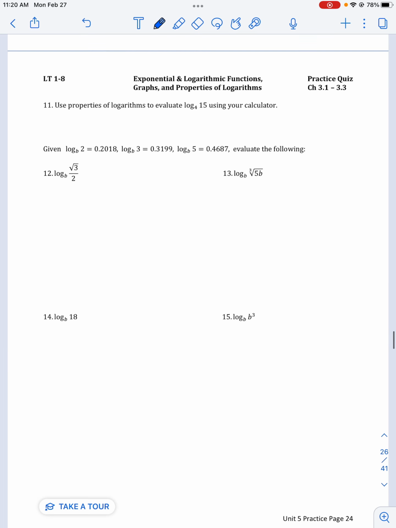Okay, moving on to these next problems. On page 26, I'm going to use the properties of logs to evaluate log base 4 of 15. That's a change of base formula. I'm going to take the log of the result and divide it by the log of the base every single time. That's a calculator question, because now with the change of base, I've changed the base from 4 to 10, and now I can evaluate this using my calculator.